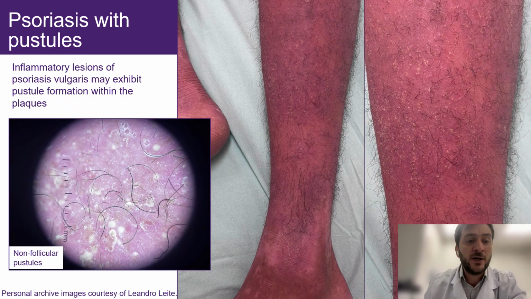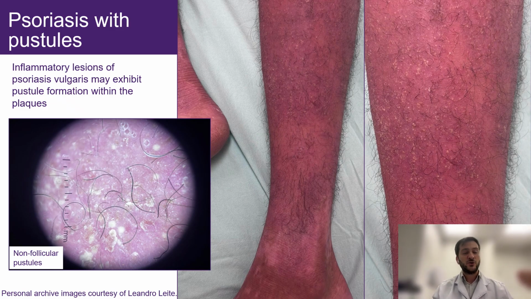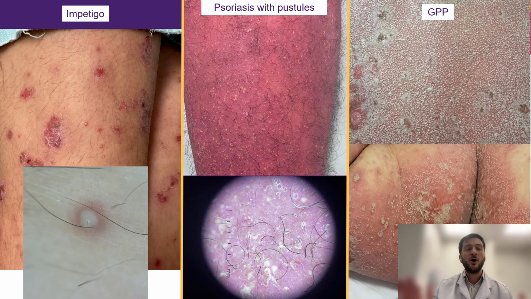So we have this patient here, and you can see the pustules inside the plaque, and you can see that the pustules are non-follicular, and you can use that as a difference to differentiate from bacterial infection. And here we put them all together. The bacterial infection with follicular pustule, as we can see here, and then psoriasis with pustules. This is plaque psoriasis with non-follicular pustules, and then we have GPP, disseminated pustules, and also the lakes of pus formation.